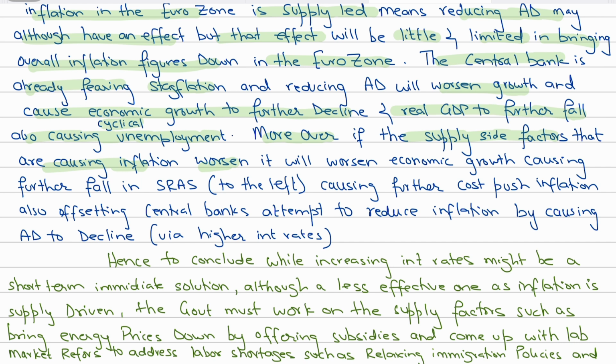So you will say that moreover, the supply side factors that are causing inflation worsen. It will worsen economic growth, causing a further fall in SRAS to the left. You don't need to make the diagram. Causing further cost push inflation. So further cost push inflation will occur.